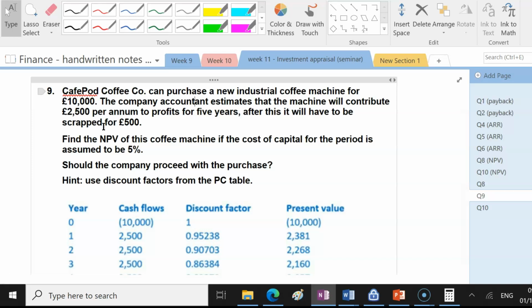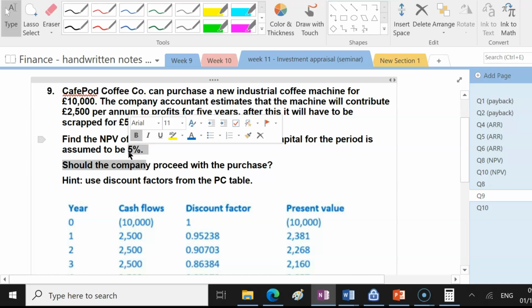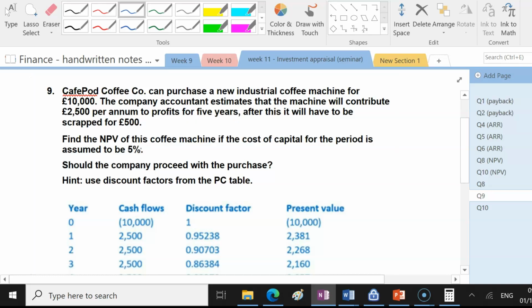Scrap value. The thing is, this is quite frequent and quite common in reality. You buy certain equipment, especially physical equipment. You use it for a certain period of time and then you can get rid of it, and usually there should be some scrap value. It can be resold as a second-hand machine or just for scrap. It will generate additional revenue for the company. So in this particular case, the scrap value is 500. Cost of capital is 5%. So let's have a look whether we should proceed with this project or not.